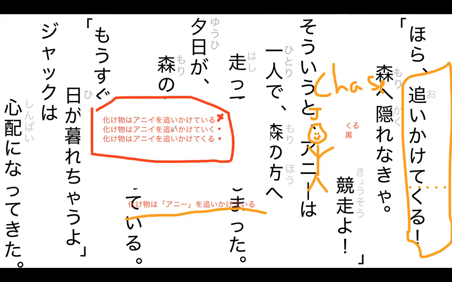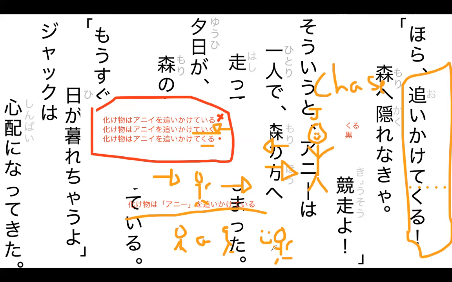So iku means this action is occurring away from the speaker. And kuru means this action is occurring toward the speaker. So bakemono wa Annie wo oikakete kuru means that the monster is chasing Annie, and it just so happens that it's heading toward Jack. Oh my goodness. And oikakete iku means that the monster is going to be chasing Annie away from Jack. So Jack is safe. He's a lot happier with iku than kuru, perhaps. Yeah, if he's heartless. So these are 100% fun things in Japanese that do not occur in English.